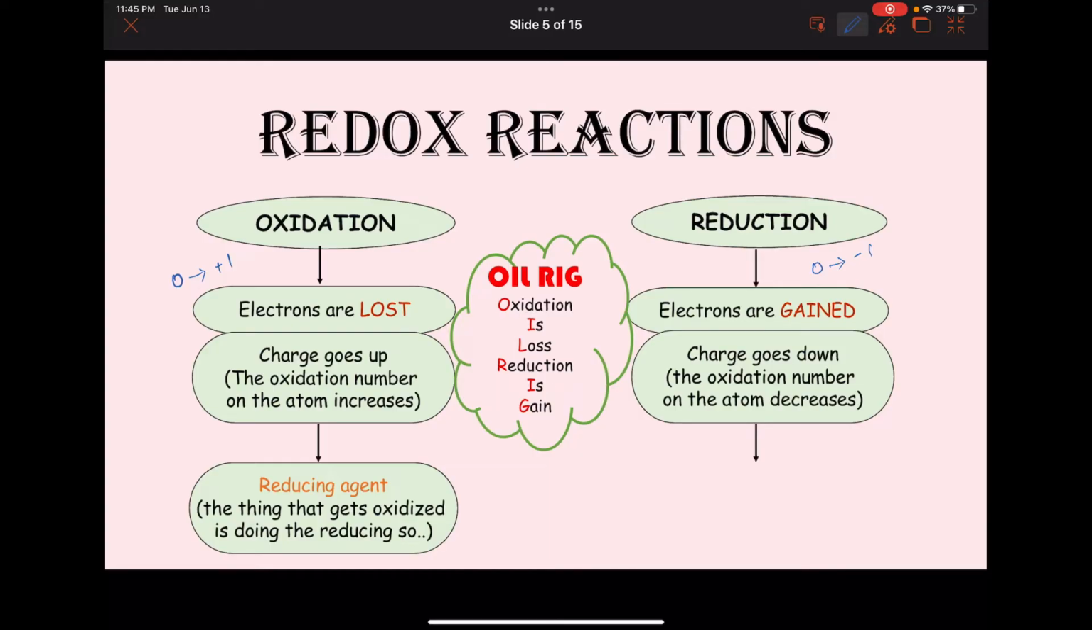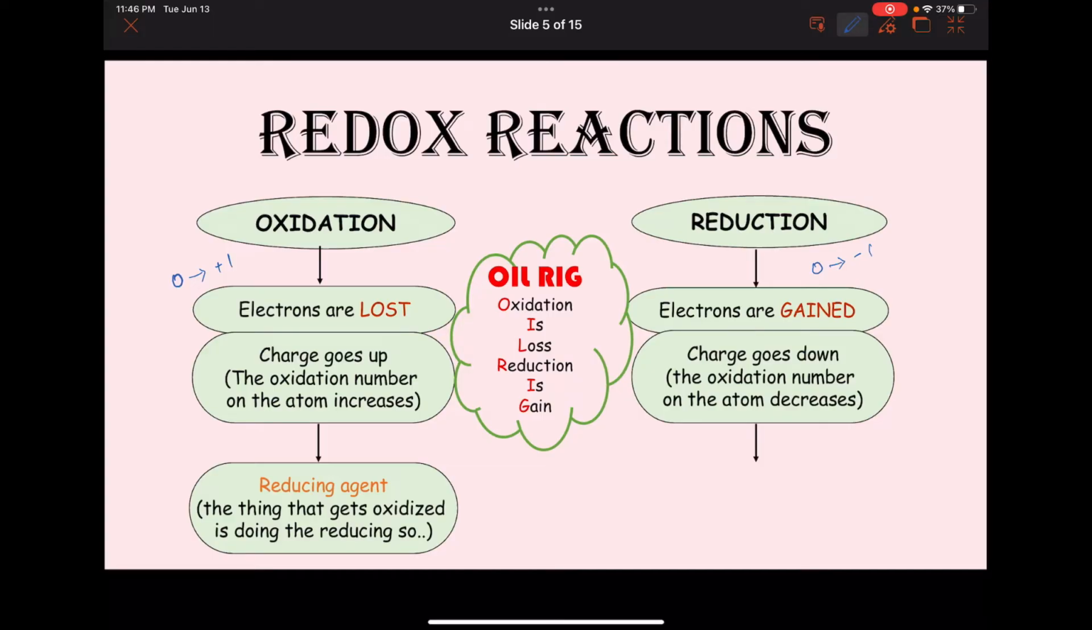a reducing agent is defined as the thing that makes reduction possible. It makes reduction possible by oxidizing itself. Reduction means gaining of electrons, right? So if this species wants the other thing to gain electrons, it has to lose its electrons first. So the reducing agent is, in simple words, the substance that is oxidized.